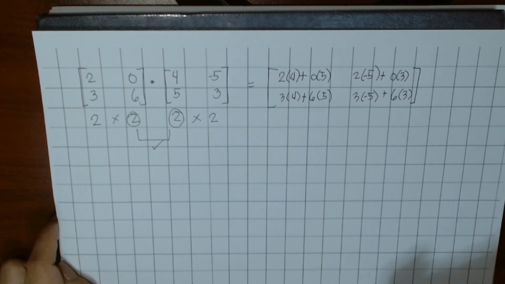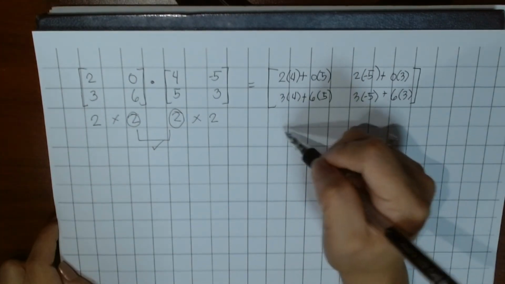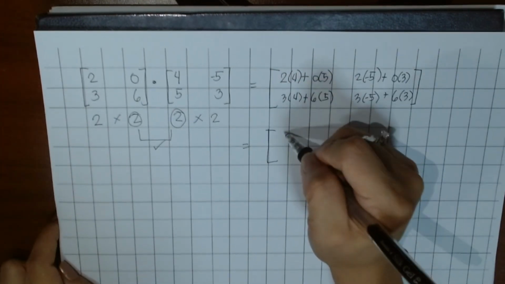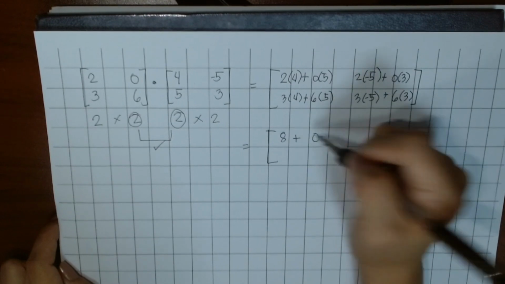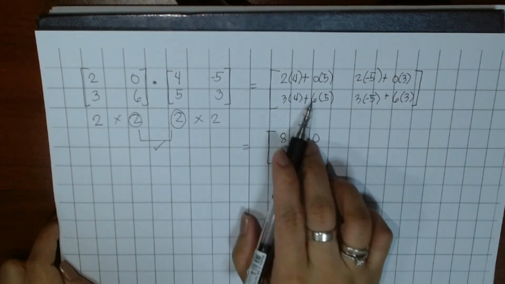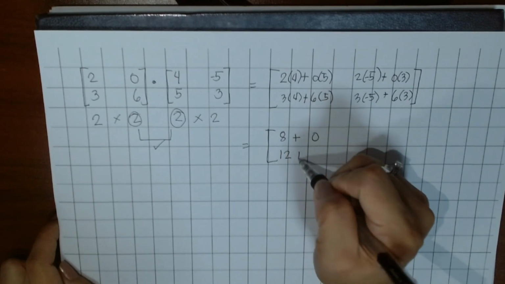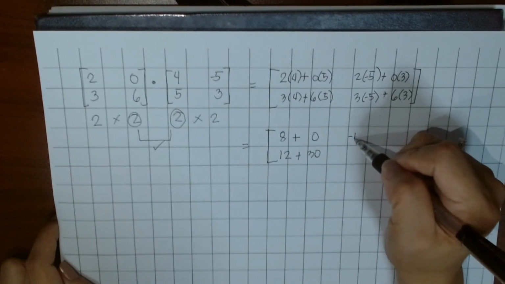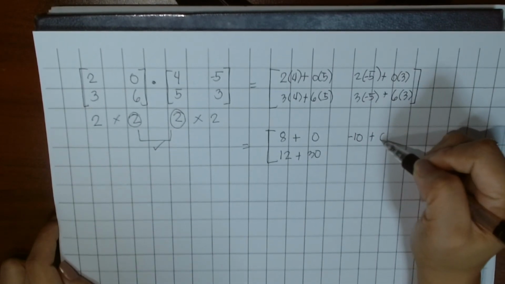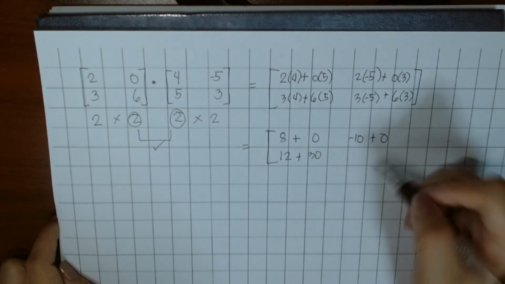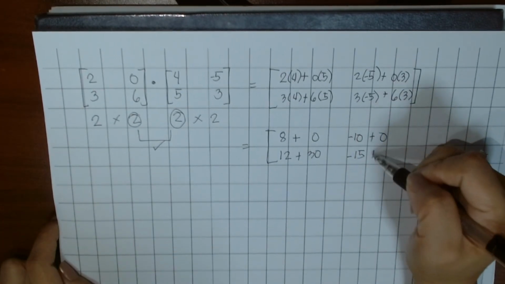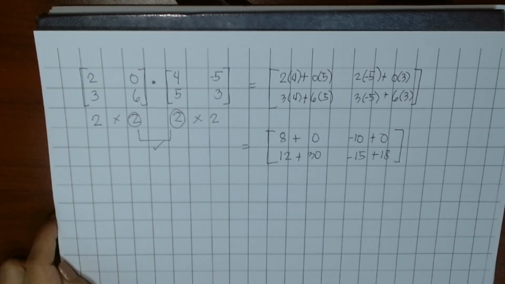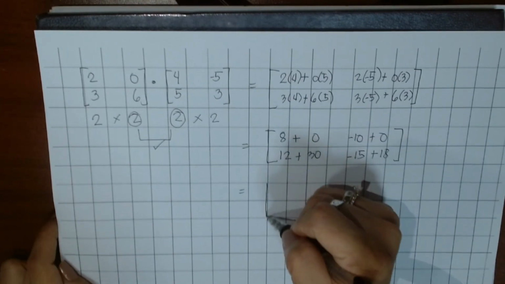And now we do the operation. Now we solve to simplify. 2 times 4 equals 8 plus 0 times 5 equals 0. Next, second row, then first column. 3 times 4, 12, plus 6 times 5, 30. Next, 2 times negative 5, negative 10, plus 0 times 3, so 0. Negative 15 plus 6 times 3, 18. Next, we add.